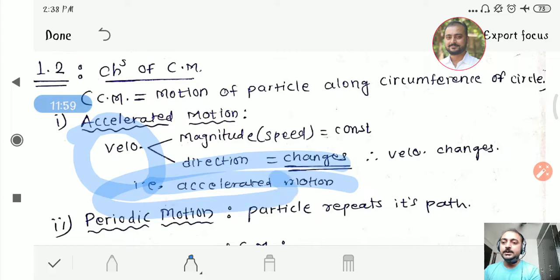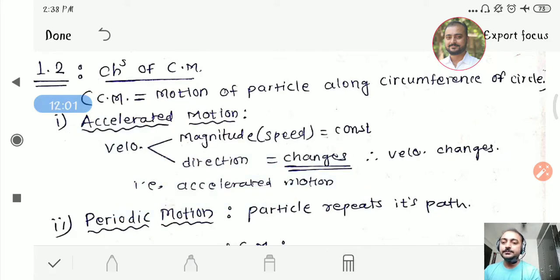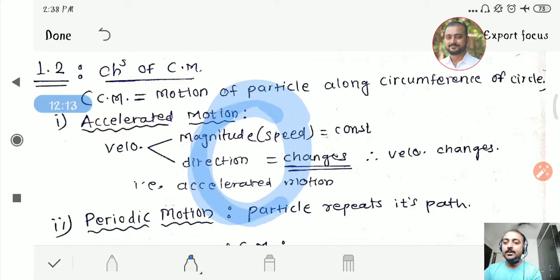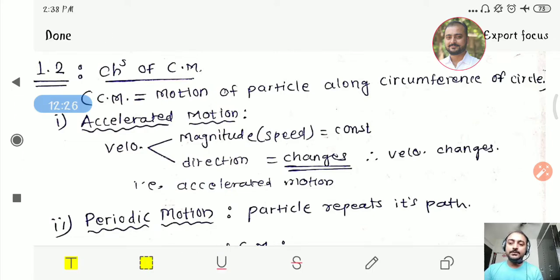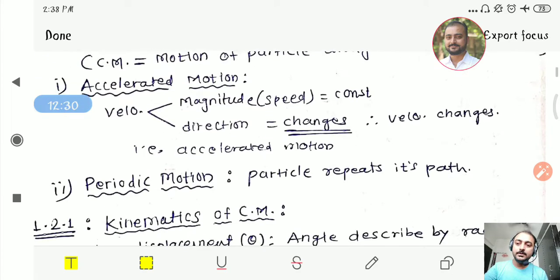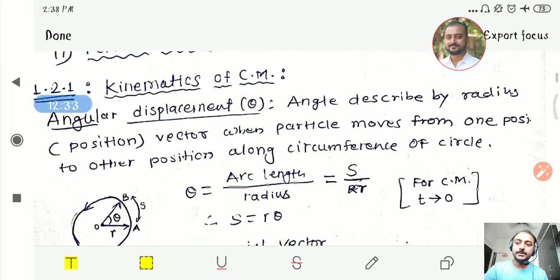Okay, so next is your second characteristic, which is periodic motion. So why is it said to be periodic? Because the particle performs the circular path again and again in a fixed interval of time, which repeats its path, and so it is called periodic motion. Does anyone have a doubt? If you have a doubt, you can ask me questions in the comments.